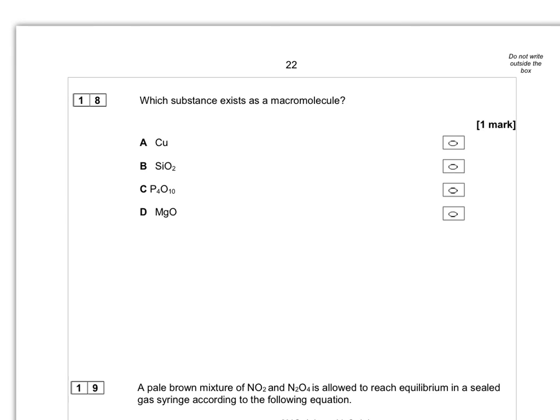Which substance exists as a macromolecular molecule, or a macromolecule? Well, that one is a metal. So it's going to exist as a metallic lattice. Silicon dioxide is very like diamond in its structure. So that's macromolecular. Just have to learn that one. Phosphorus oxide, again, you've got to learn, is a simple molecule. Magnesium oxide is ionic. So that's a learning one.